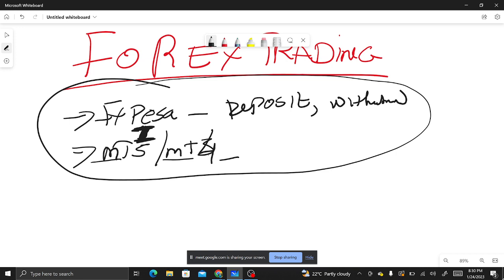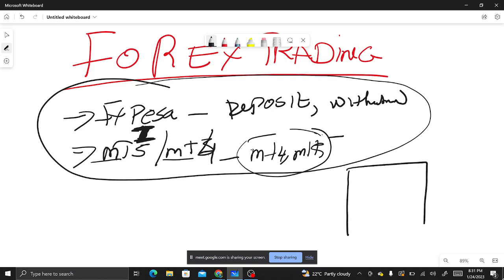Now we have MT4 and MT5. This is where you trade. Assignment number 1 is that you have to know how MT4 works, or how MT5 works, because MT5 is more advanced than MT4. So you have to know how this works. Why? Because this is where you're doing your work.